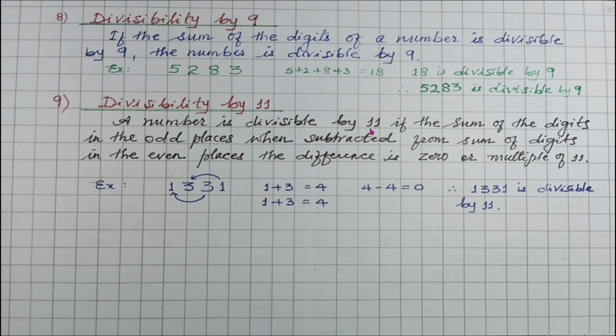Now divisibility by 11. A number is divisible by 11 if the sum of the digits in the odd places, when subtracted from the sum of digits in the even places, gives a difference of 0 or a multiple of 11. Now what is the meaning of that? Let us take one example, 1331. Add the digits in the odd places and in the even places. 1 plus 3 is 4, and 3 plus 1 is 4. So 4 minus 4 is 0.